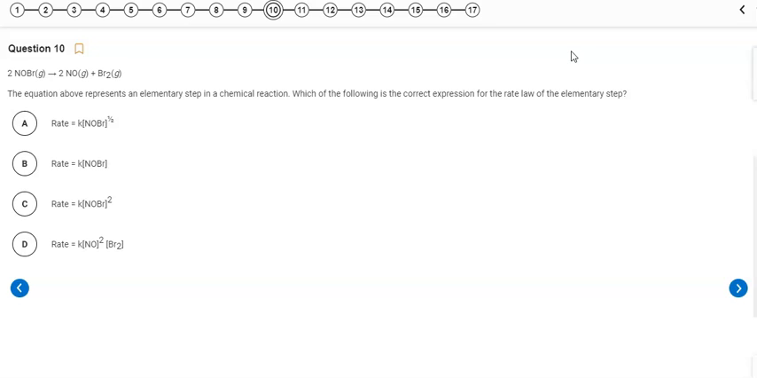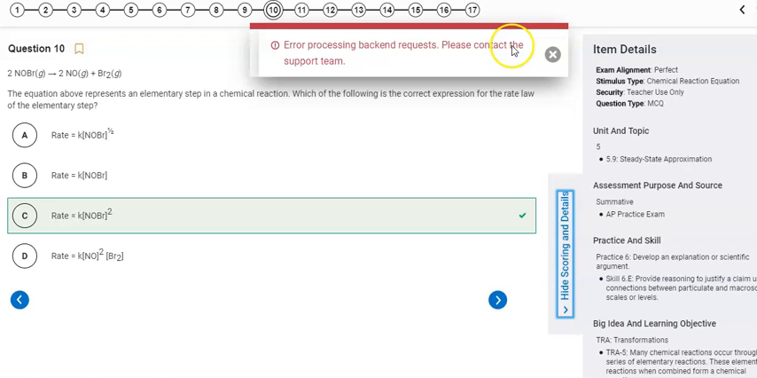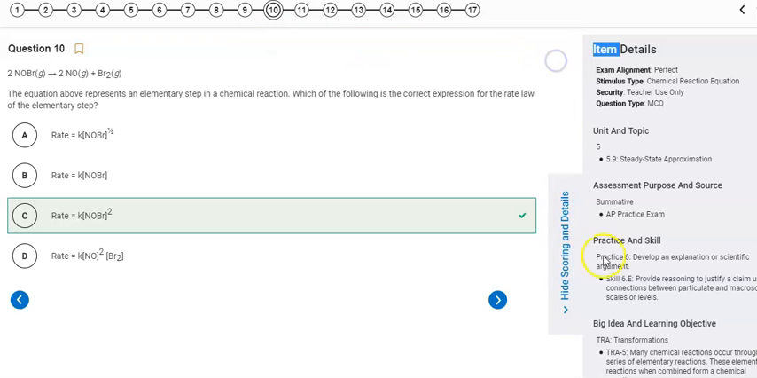Okay, the equation above represents an elementary step in a chemical reaction. Which of the following is the correct expression of the rate law? Okay, it's a simple one. Since it's an elementary step, you do use the coefficient. You only use reactants in a rate law. It's only the reactants that determine how fast the reaction goes. So that would be k[NOBr] squared. So the answer to that would be C. Okay, and it is.